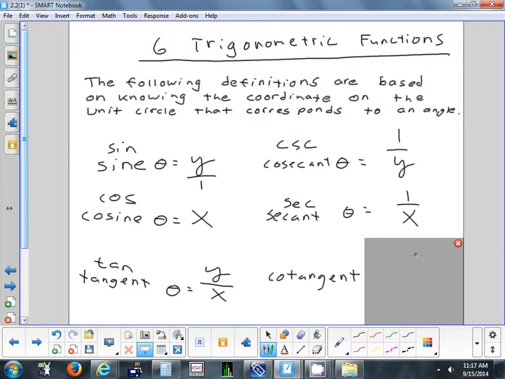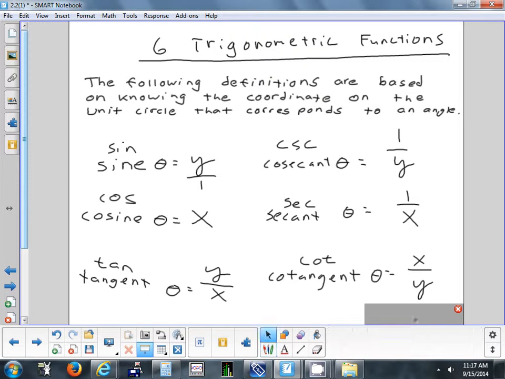And the last one is the cotangent, abbreviated COT. And what do you think the definition of cotangent is? Yeah, it's x over y. Okay, so the way I've paired these up across from each other horizontally, these are called reciprocal functions. You flip one to get the other.